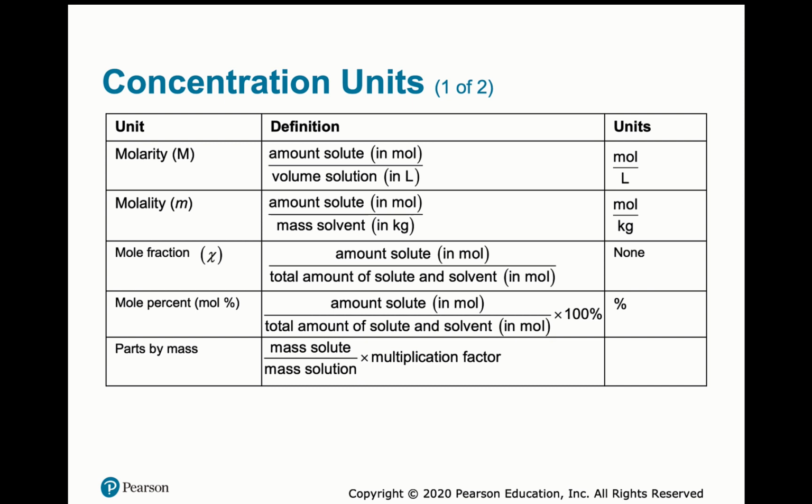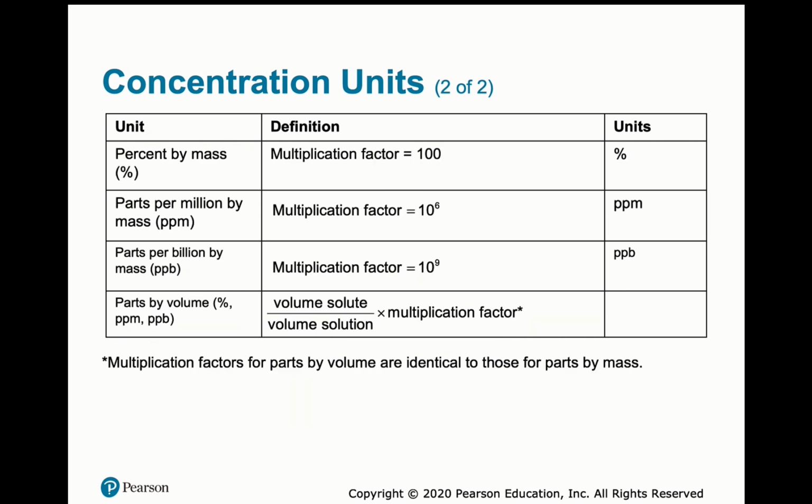Some of the units, you're already familiar with moles per liter. There's molality. Molality is moles per kilogram solvent. Mole fraction is just the number of moles of whatever over the total number of moles. It can be the solute. It can also be the solvent as well. Mole percent is just the mole fraction times 100%. Parts by mass, it's just the mass of whatever you're looking at over the total mass times some multiplication factor. So if it's percent mass, it's 100. Parts per million is 1,000,000. Parts per billion is 1,000,000,000.